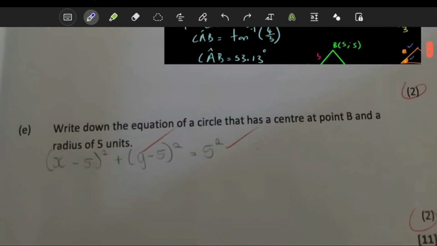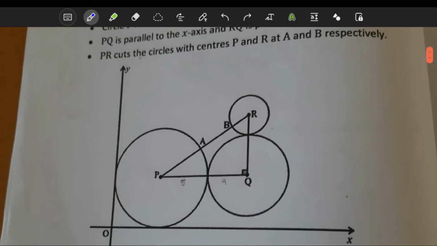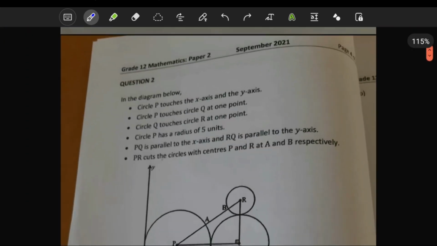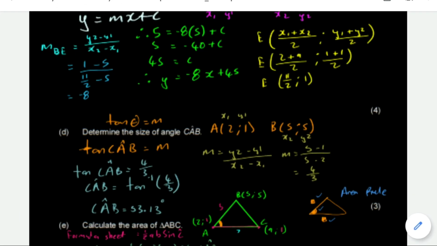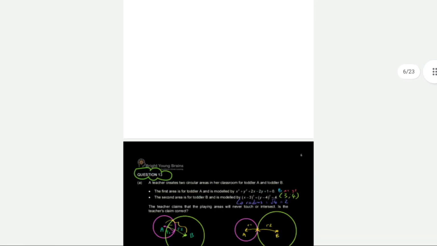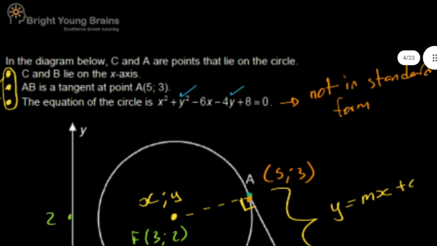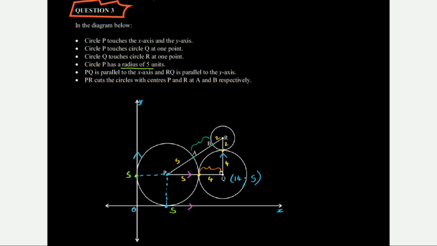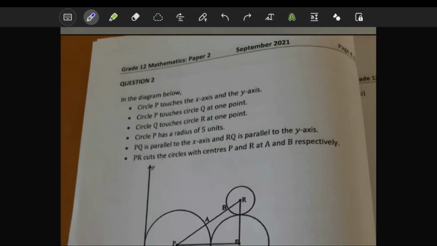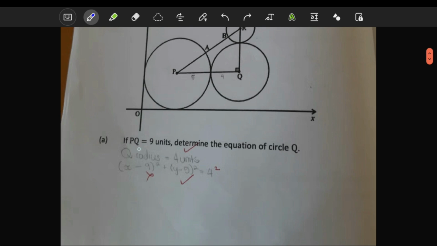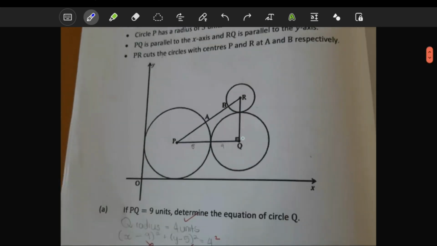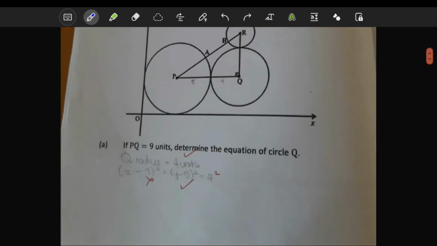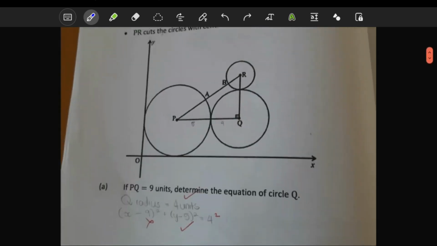Anyways, so the next one says we should write back. This one was okay. The next question, would you look at that? Also from the analytical geometry course, which is, I think, literally the very first question that a person will bump into when they open the analytical geometry course. So if you look here, they said, if PQ is equal to 9 units, determine the equation of circle Q.